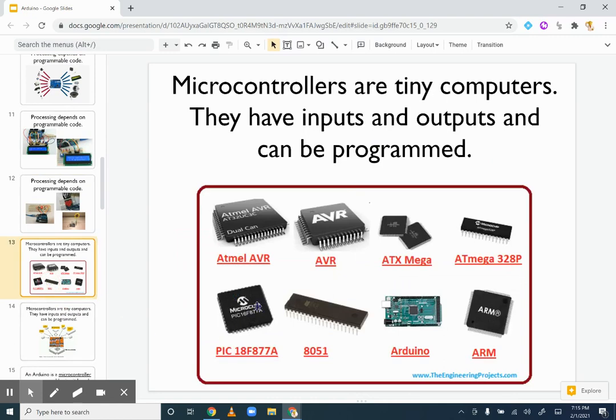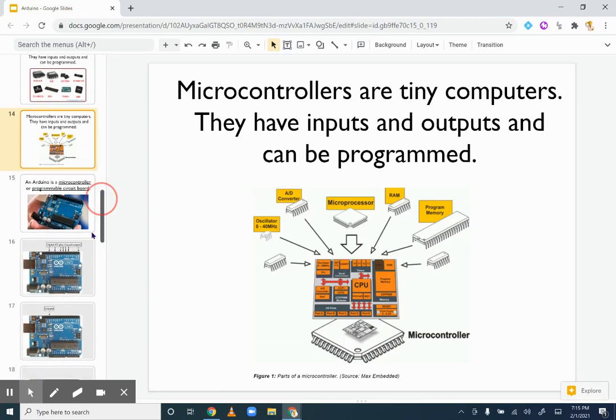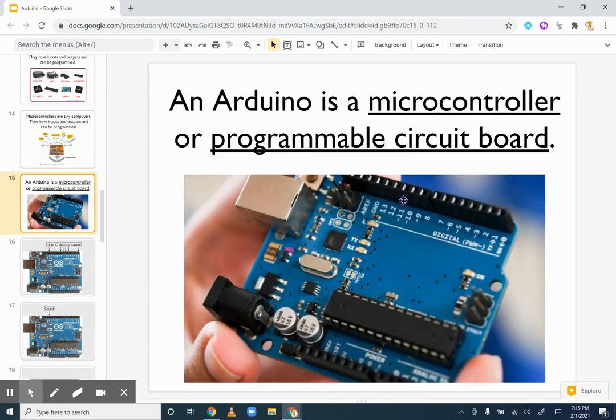So the microcontroller, which is what we're working with, is a tiny computer. They have inputs and outputs, and they can be programmed. And Arduino is a type of microcontroller. But these little tiny chips that you'll see on all sorts of electronics these days, on pretty much everything these days, are little tiny microcontrollers. And a computer has a bunch of them in there. They are tiny computers. They have all of these things inside of those little tiny pieces. And Arduino is one of them.